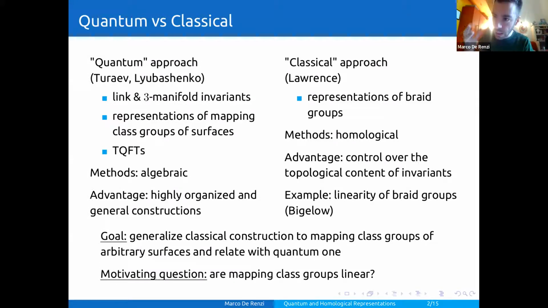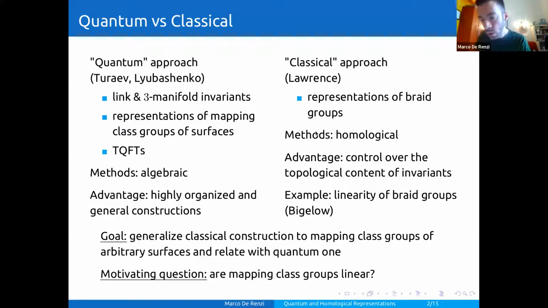But it's important to notice that Bigelow's proof of faithfulness of Lorentz representations really uses the homological construction of Lorentz. So this is a very powerful tool. On the other hand, from this side of the story, it's less clear how to generalize this construction in order to obtain all the different kinds of structures we have here on the left, right?